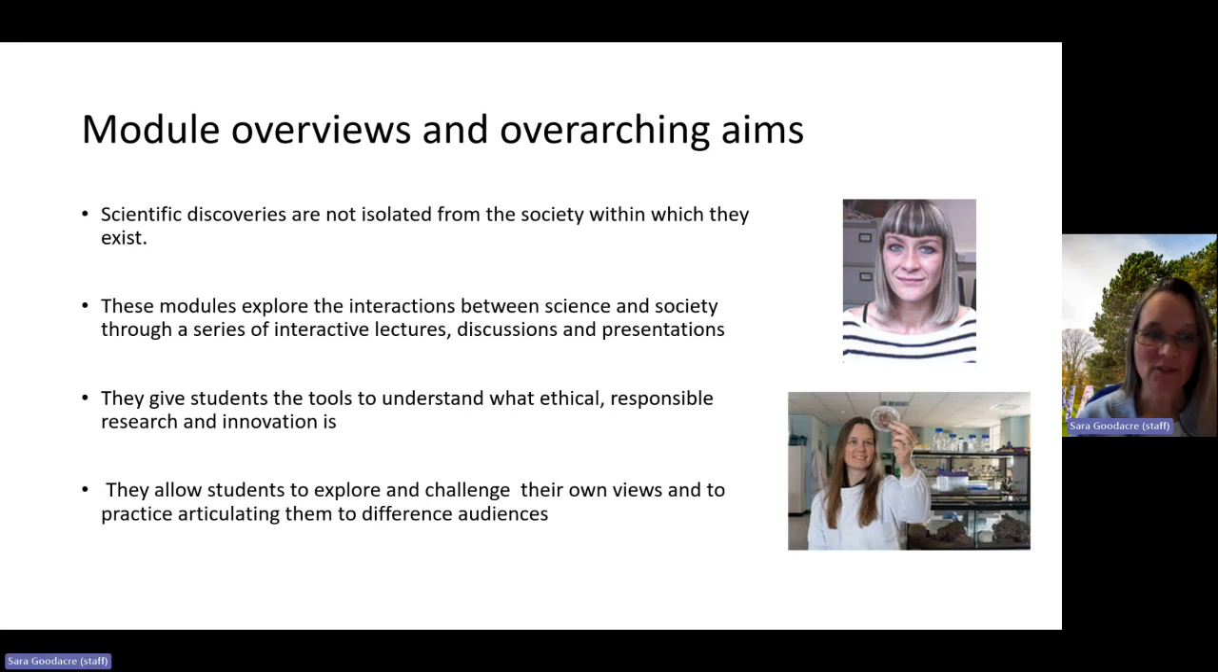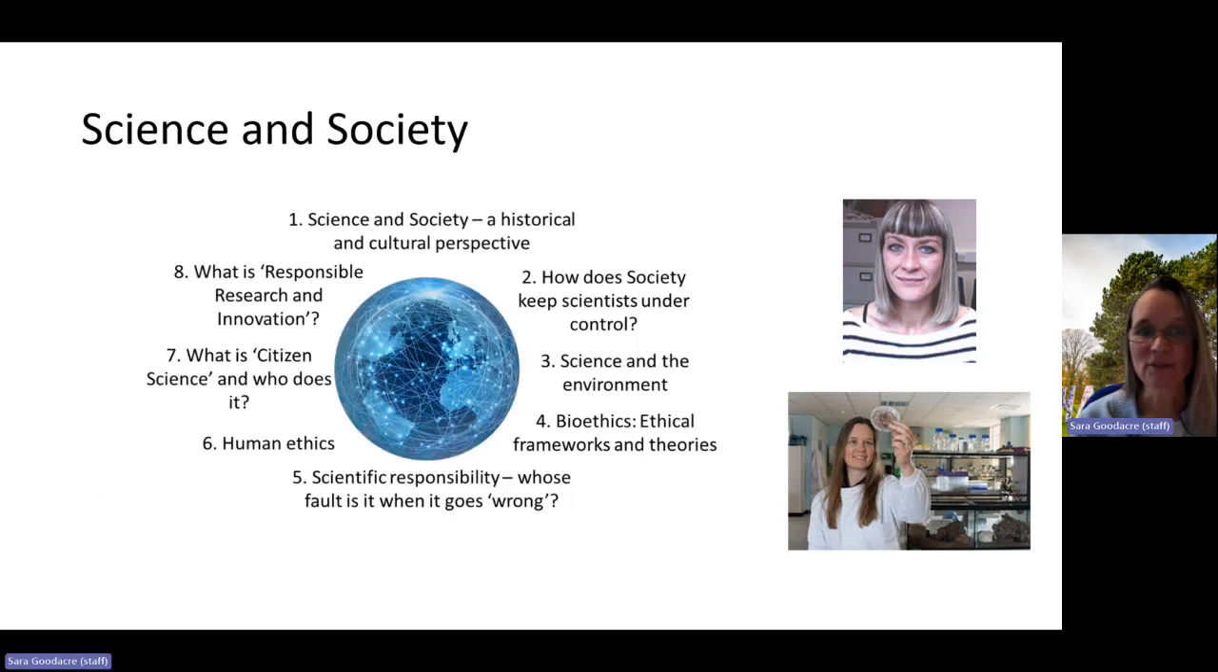The overarching aim is to give students the tools to understand what ethical, responsible research and innovation is and what it might not be, and to explore and challenge their own views, and to practice articulating them to different audiences. So as an example, I can say that my third year course this year will be articulating their views to a politician and trying to explain what does and doesn't matter and what should be prioritised, particularly under challenging economic circumstances. So taking the first course then, Science and Society, I hope you can perhaps see this course outline here.